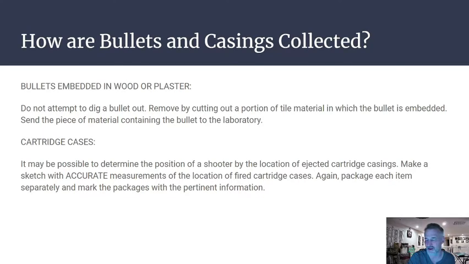Cartridge cases, usually you're not going to have to worry about digging them out. They're usually on the ground, right? So it may be possible to determine the position of the shooter by the location of the ejected cartridge casings. Make a sketch with accurate measurements of the location of the fired cartridge cases. Make sure when you photograph these that each one has its own evidence marker, and also make sure the photographic log and the sketch with the numbers and the measurements all match up. Again, package each item separately and mark the packages with all the pertinent information.